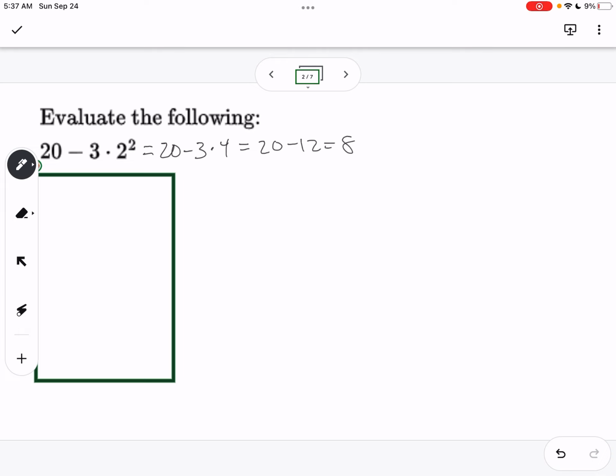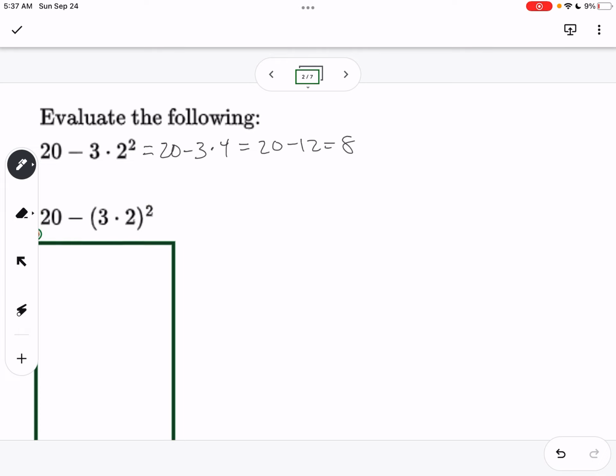For the next expression, we have 20 minus 3 times 2, squared. So now we have parentheses, so we evaluate the parentheses first. So 20 minus 3 times 2 is 6 squared, which equals 20 minus 36, which equals negative 16.